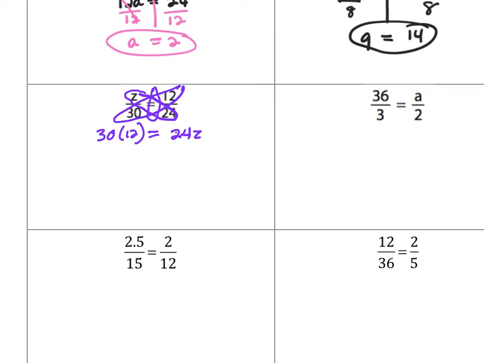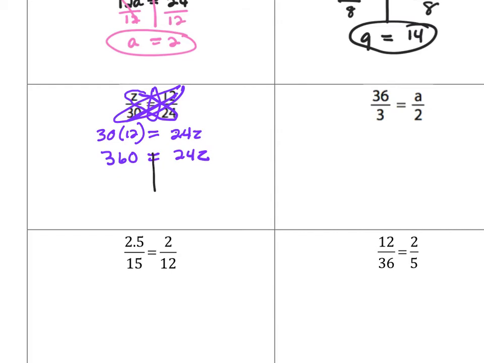So now I'm going to take 30 times 12 on my calculator. And the product, meaning the answer, is 360, the answer to my cross multiplying. But that's not the final answer. I still have one more step. I need to solve because my ultimate goal is to figure out what z is.